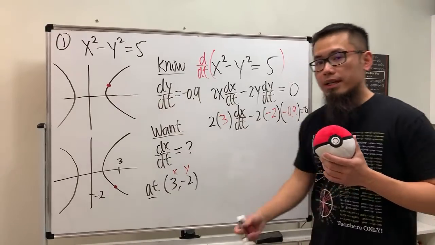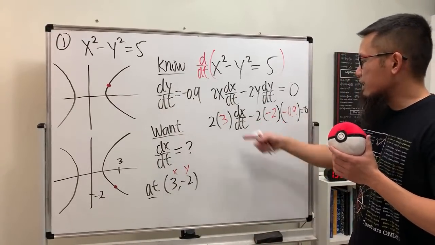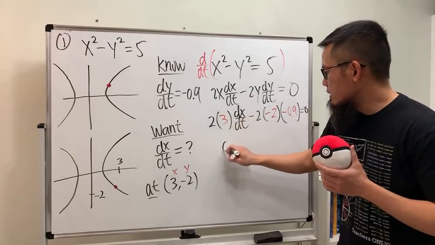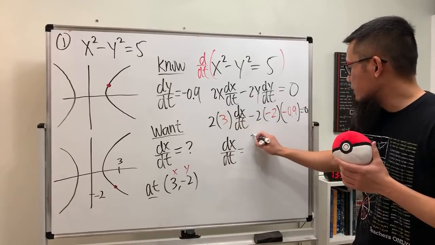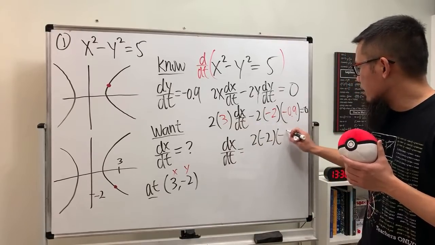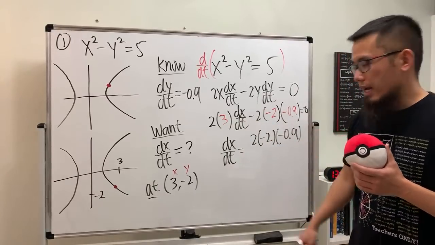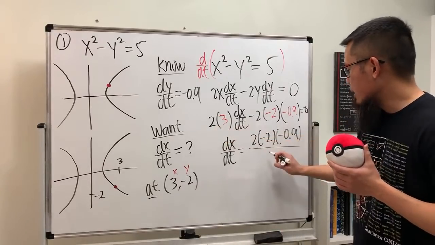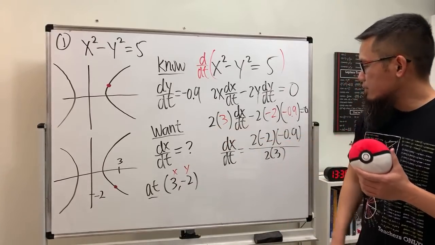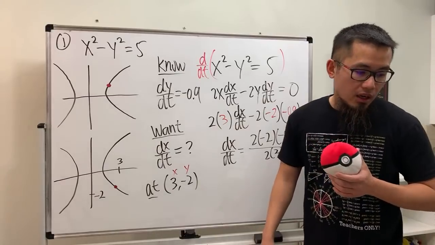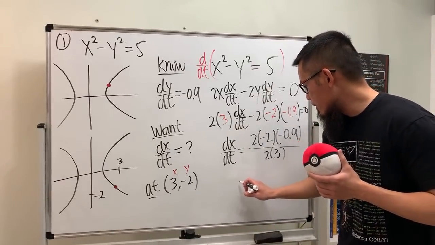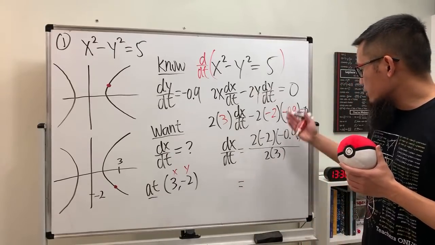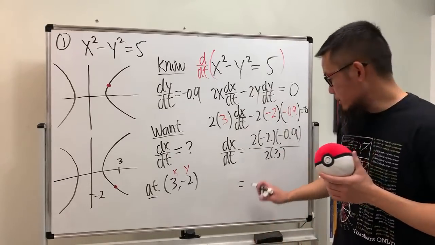All right. So now I'm going to move this to the other side and divide both sides by 2 and 3. You will see that dx/dt is equal to, this will become positive, 2 times negative 2 times negative 0.9, divided by 2 and 3. Do it whichever way you would like. This right here is equal to, let me just write this down, positive 0.6.